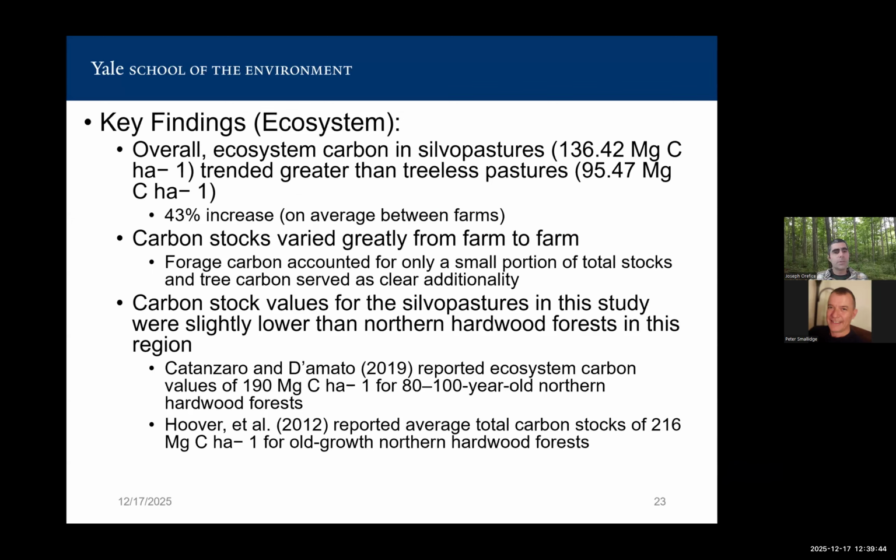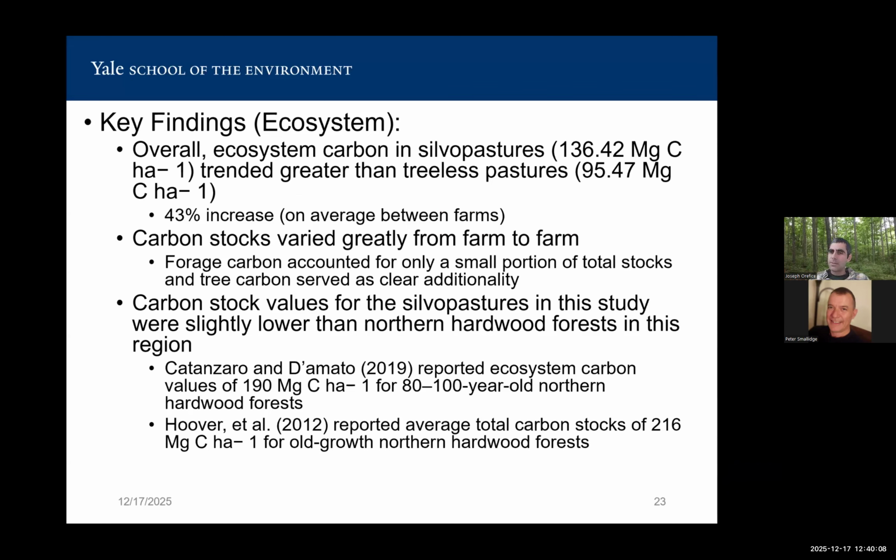So, key ecosystem findings here. Overall, ecosystem carbon in silvopastures was greater than treeless pastures. Don't take these numbers as what somebody should bank on for how much carbon they're going to have by planting trees into a silvopasture after 30 years, because these are averages from 5 very different farms on different soils with different trees.